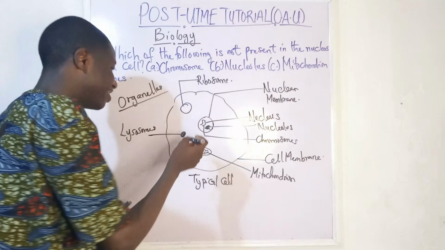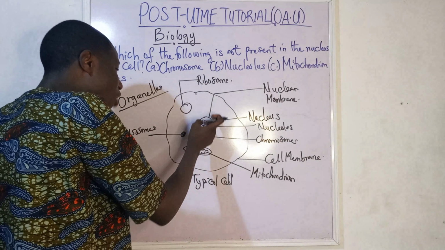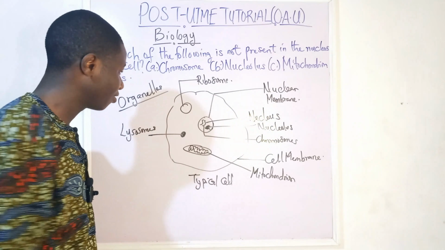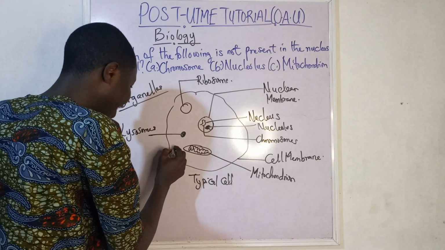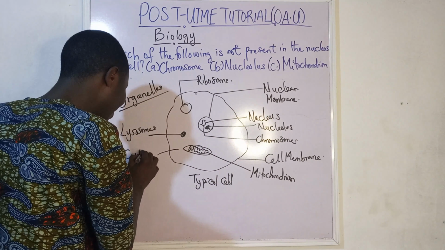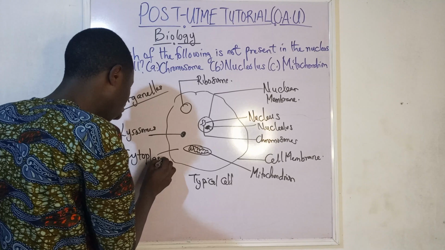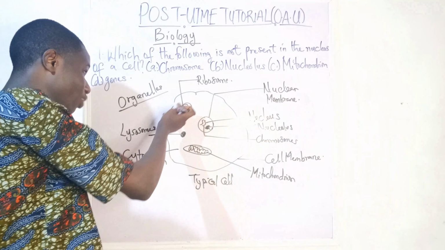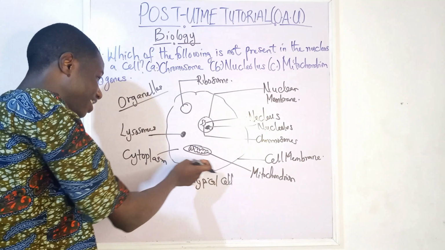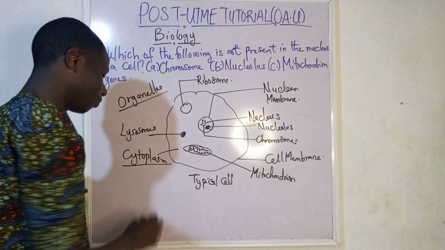Now this place, this region outside the nucleus, all these parts, everything here is the cytoplasm. Like any place that the nucleus is not present is called the cytoplasm. That is this, all this liquid. Like if this is a liquid, everything here is called the cytoplasm, right?